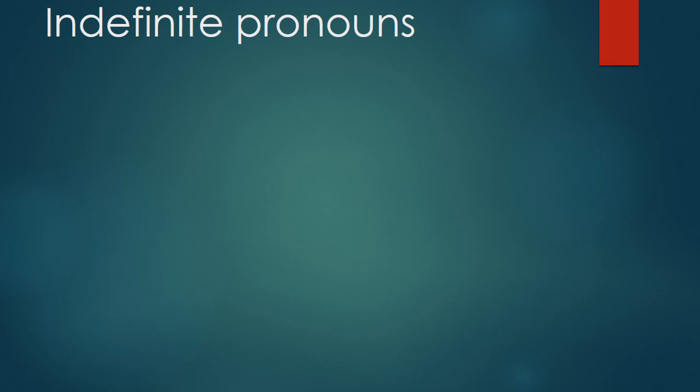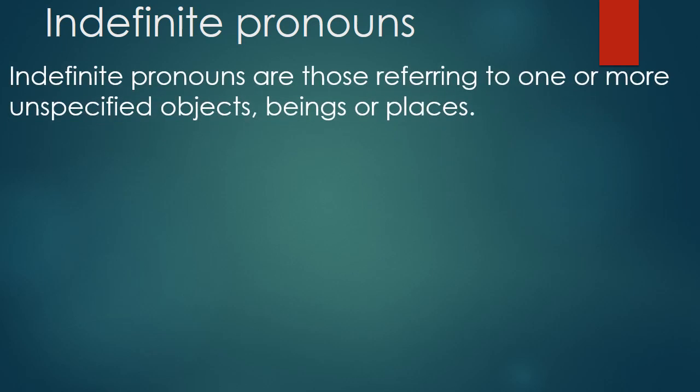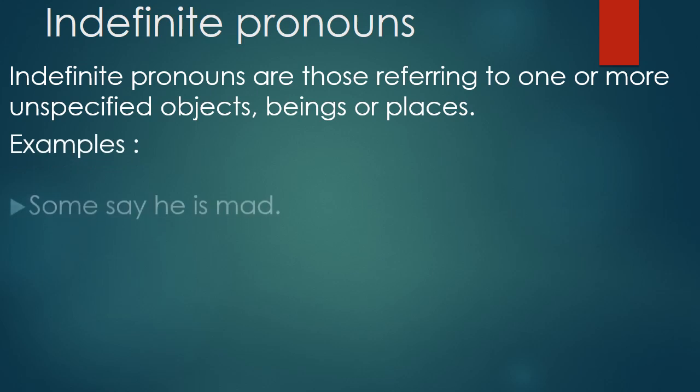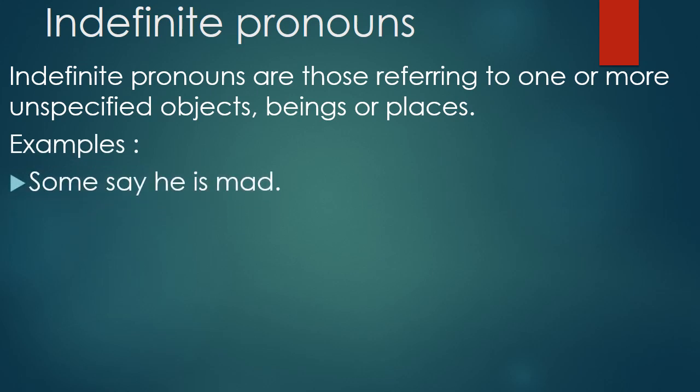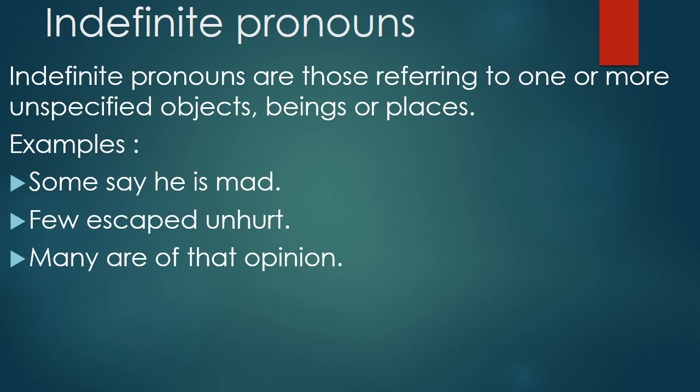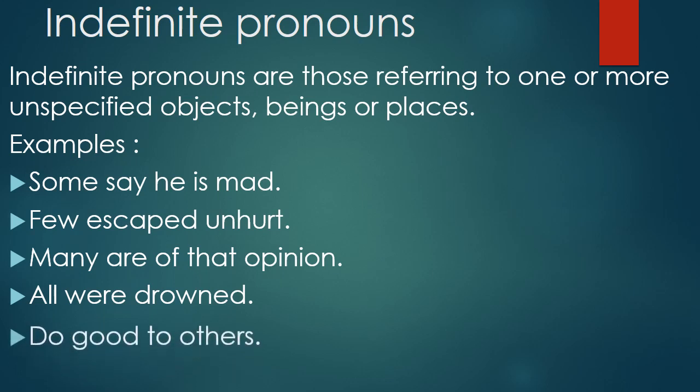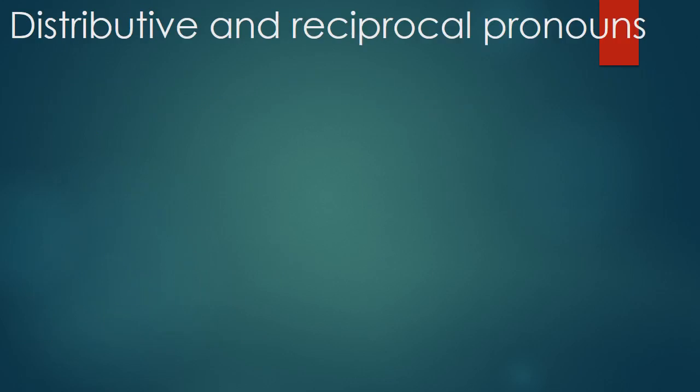Next is indefinite pronouns. Indefinite pronouns are those referring to one or more unspecified objects, beings, or places. For example, some say he is mad. Here, some is an indefinite pronoun. Few escaped unhurt. Many are of that opinion. All were drowned. So, in these sentences, some, few, many, all, and others. Do good to others. So, these all are indefinite pronouns.